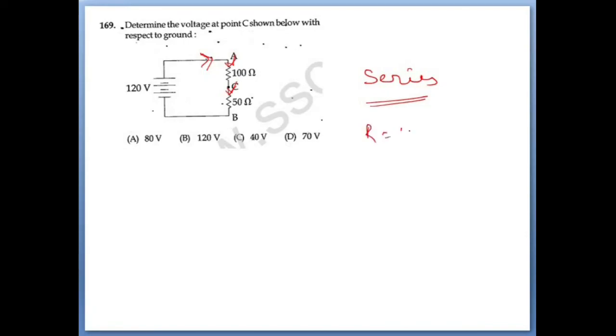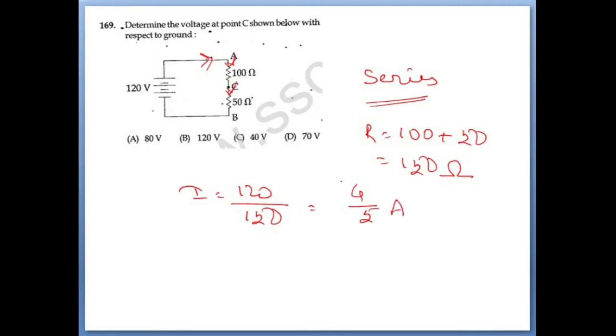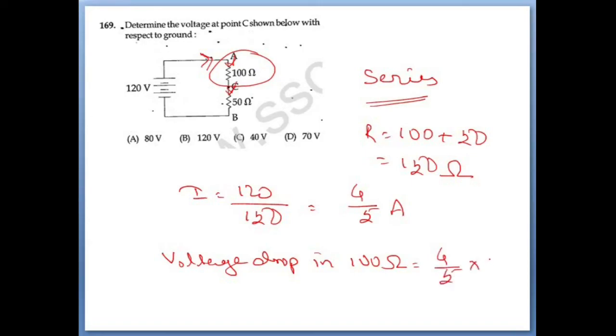Series means total resistance will be R is equal to 100 plus 50. It means 150 ohm. What will be your current? I is equal to 120 by 150. I is equal to V by R. So 4 by 5 ampere. What will be voltage drop in this? Voltage drop in 100 ohm resistance. V is equal to I into R. So I is 4 by 5 into R is 100.